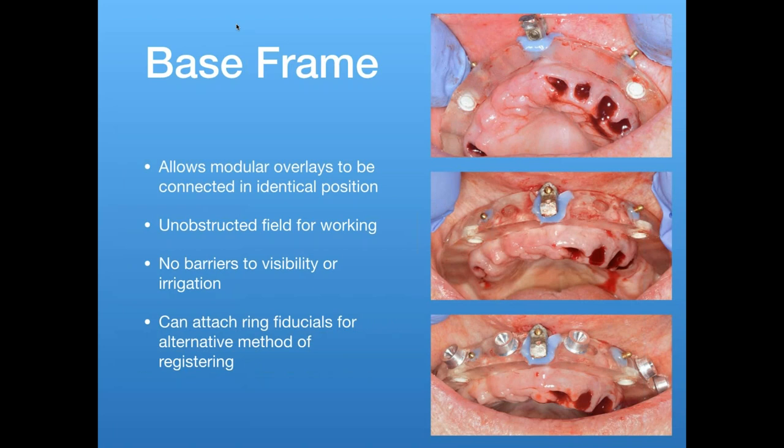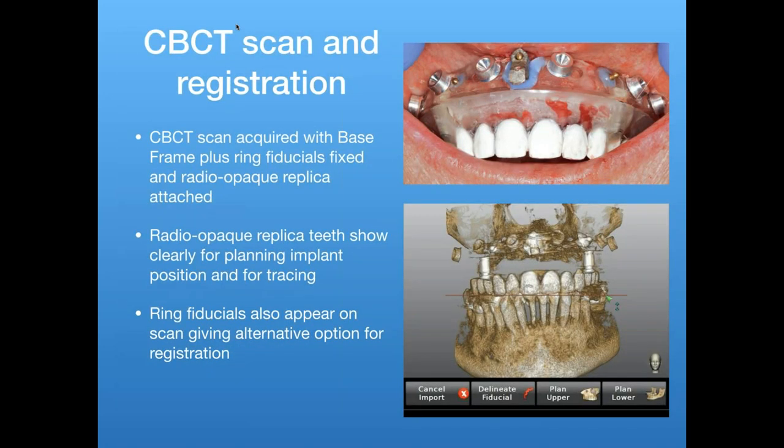The base frame then, as you can see on the top picture, is just an acrylic horseshoe that allows the modular overlays to be connected in identical positions. So it gives us an unobstructed field of working. There's no barriers to visibility or irrigation. And we can attach, in this case, I'm showing some ring fiducials for an alternative method of registration. And I'll talk you through that in a second. So this case, we did use the ring fiducials. It was one of the first cases ever to be used successfully.